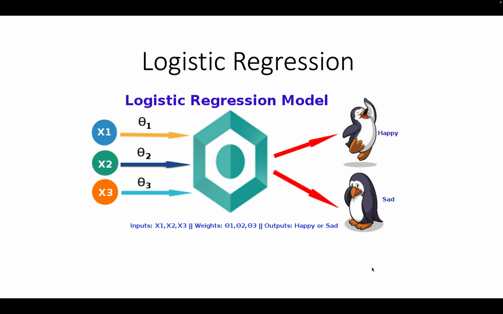Now let's do logistic regression, sir. Logistic regression is basically inputs, weights, and output. The input is given, each input is attached with a weight, and then the model figures out and gives you a certain output. Either happy or sad, like this example.